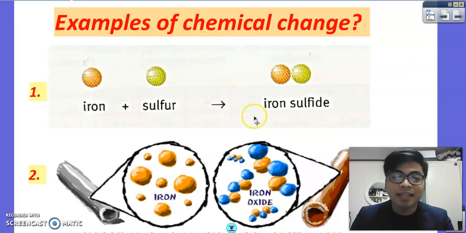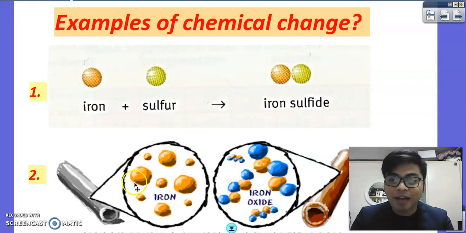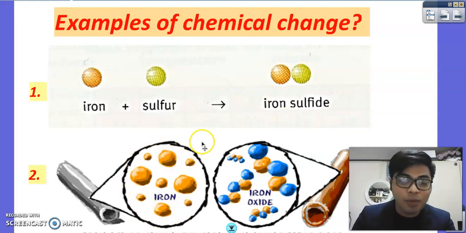So we have here examples of chemical reactions that I have shown a while ago. Iron plus sulfur is equal to iron sulfide, and we have here iron molecules reacting with water, forming now your iron oxide. So we call this your chemical change.